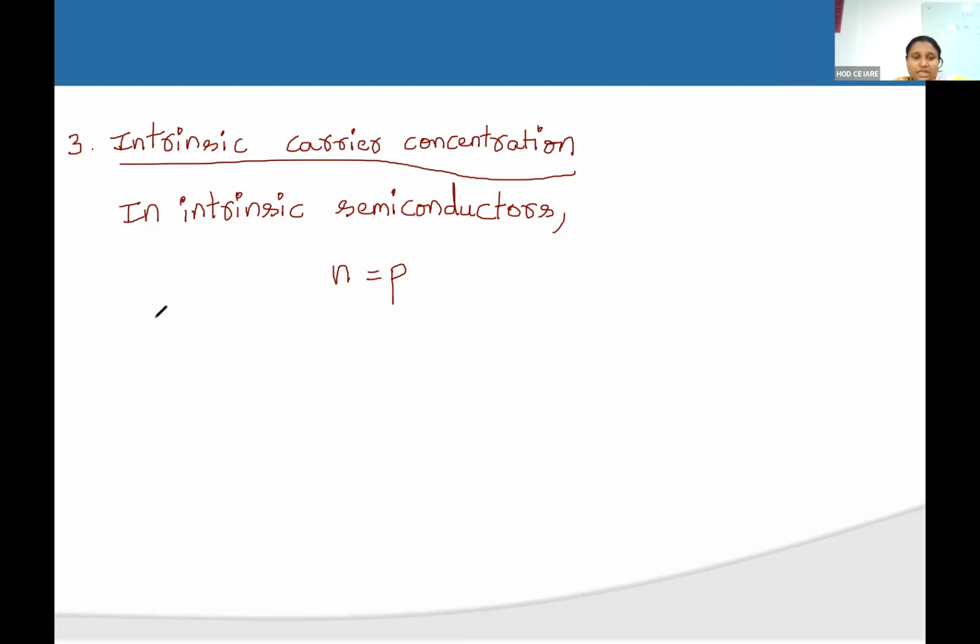So, as I told you before also, only in an intrinsic semiconductor are the numbers of electrons and holes equal. So that's why we'll try to get the expression for intrinsic carrier concentration both in terms of electron and hole concentration. Therefore, now I'll consider the intrinsic carrier concentration, and I'm denoting it by Ni.